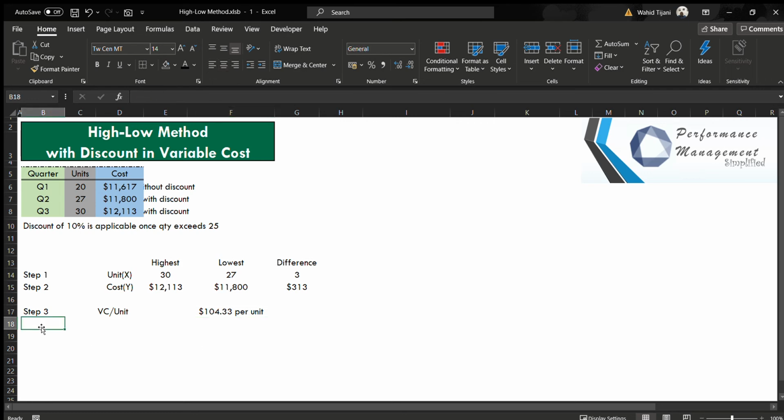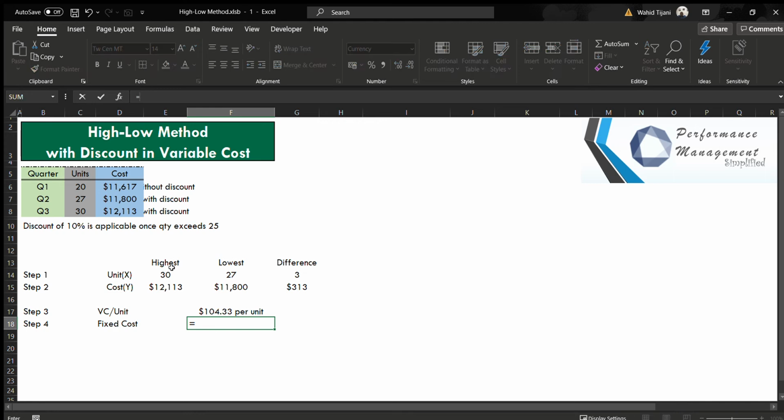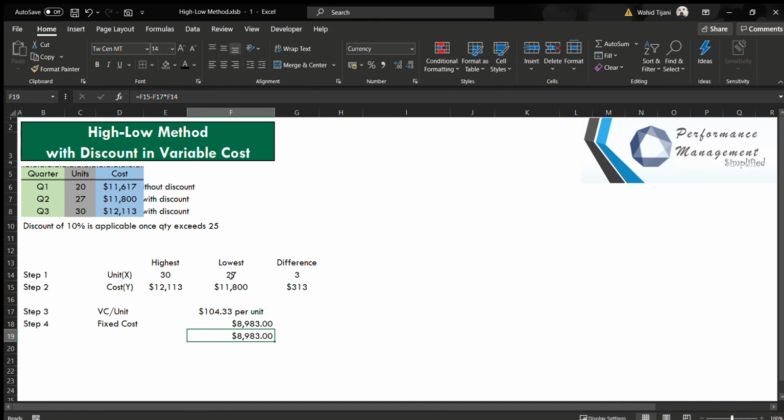The next step is for me to look for my fixed cost. That's step 4. Sorry, did I say fixed cost per unit? I mean fixed cost, not fixed cost per unit. So my fixed cost happens to be, either I use the high method or I use the low method, both happen to be the same thing. If I'm using the high coordinate, it is this minus the variable cost per unit multiplied by the quantity, which will give us 8,000. If I'm using the low coordinate, exactly the same thing: this minus variable cost per unit by the quantity as well. So we have the same amount, 8,983.